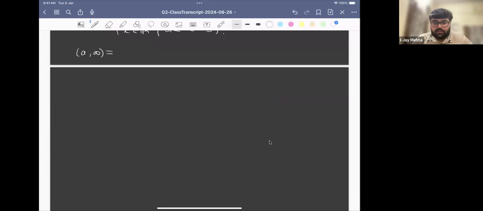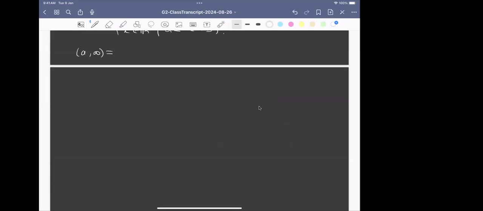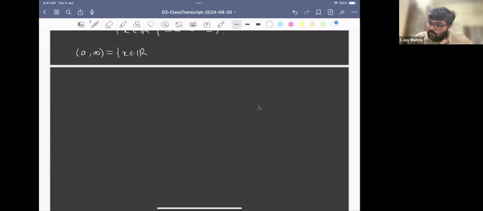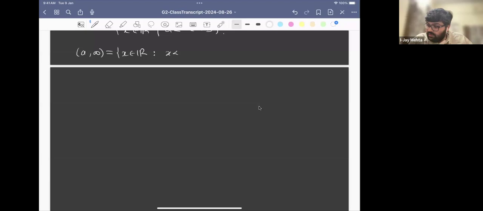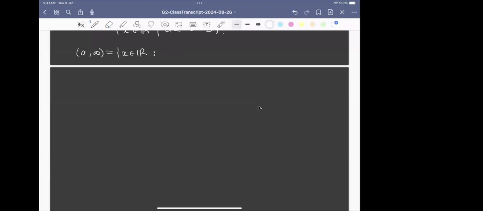How do we write this set? X belongs to R such that X is greater than A, and X is less than infinity.